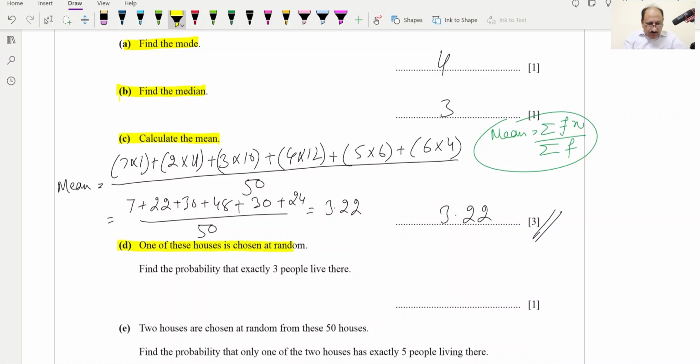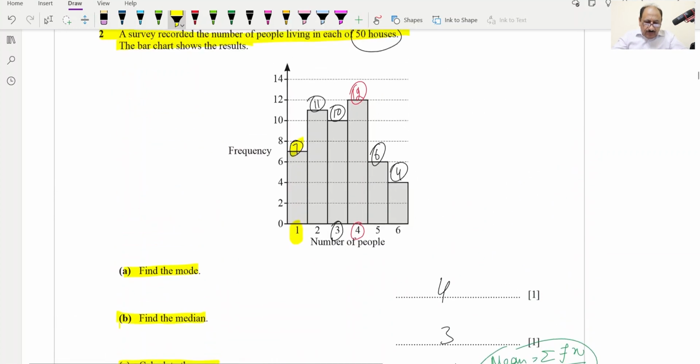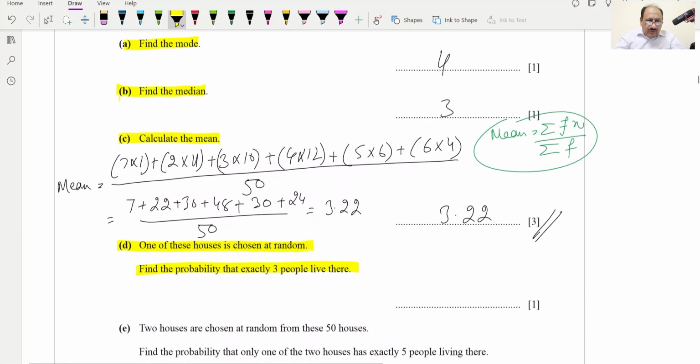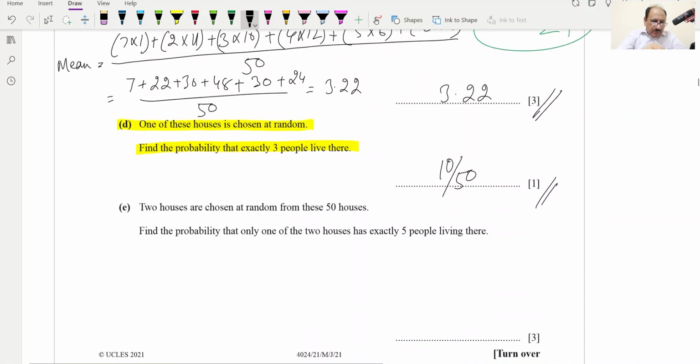One of these houses is chosen at random. Find the probability that exactly 3 people live there. So for 3 people this is 10, so 10 out of 50, so our probability will be 10 out of 50. Only 1 mark part, straightforward, simple.